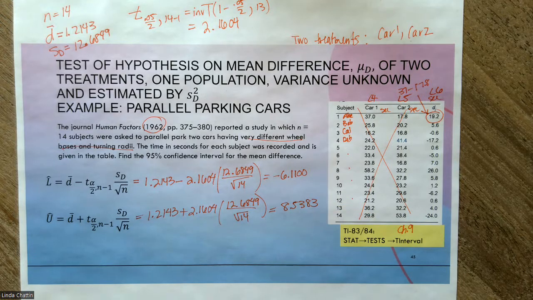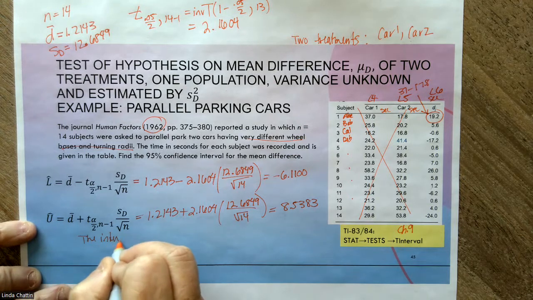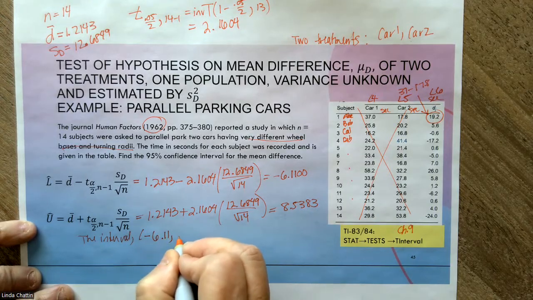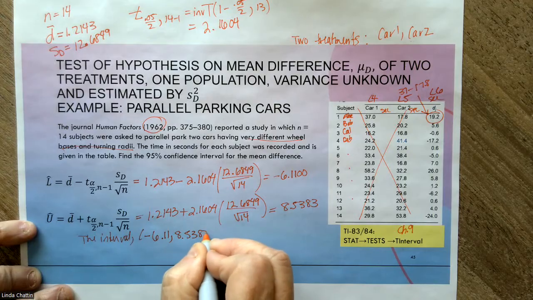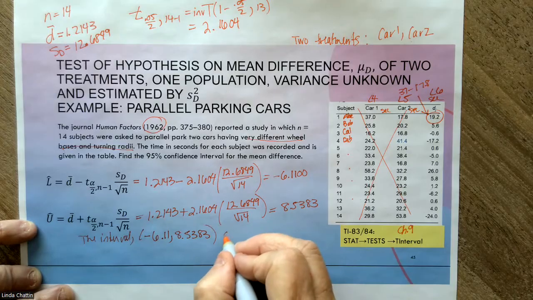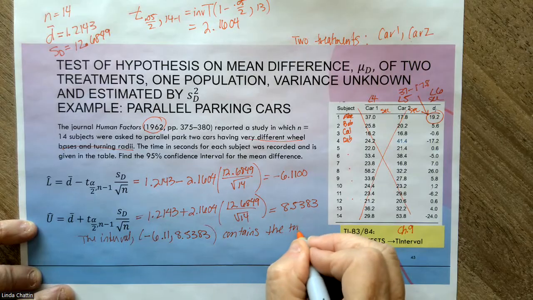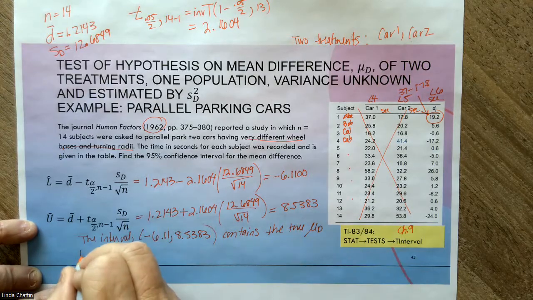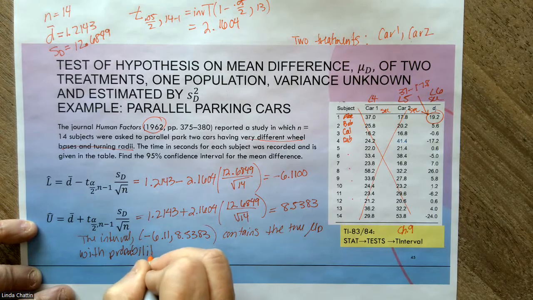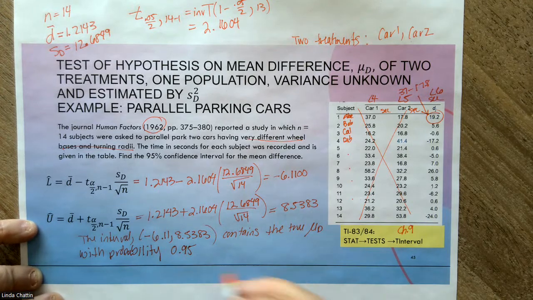And so how do we interpret this? This means that, we'll write it this way, the interval minus 6.11 up to 8.5383 contains the true mu d with probability 0.95. That means there's a 5% chance that it doesn't, right?